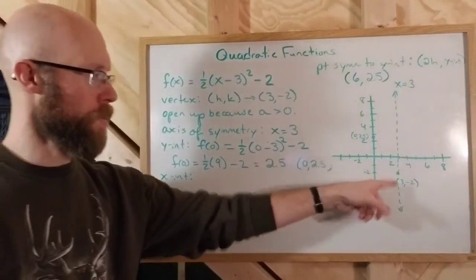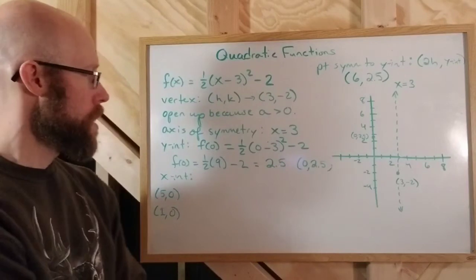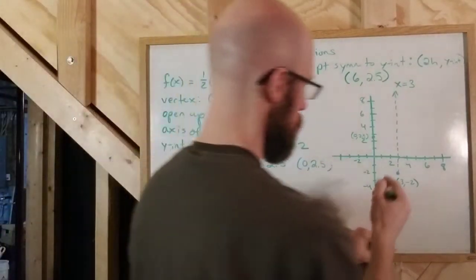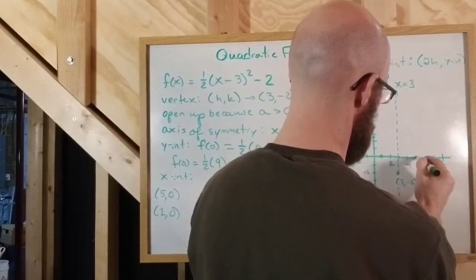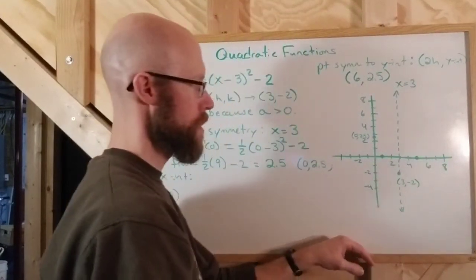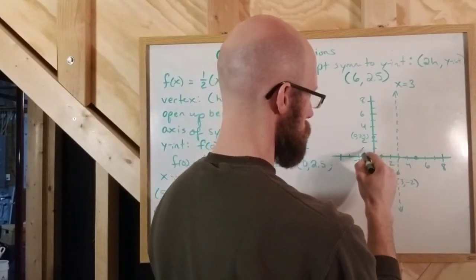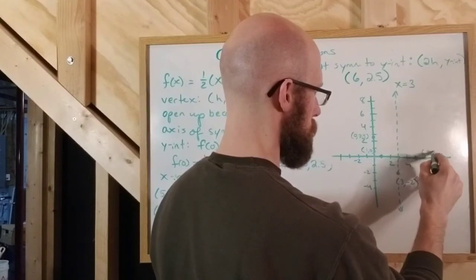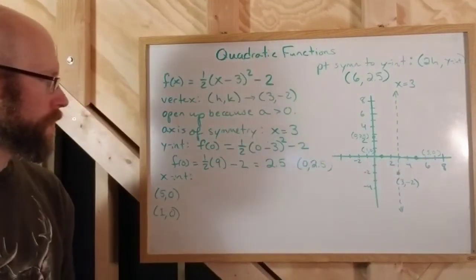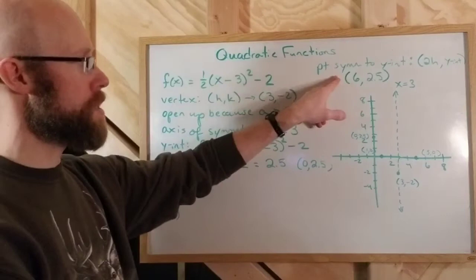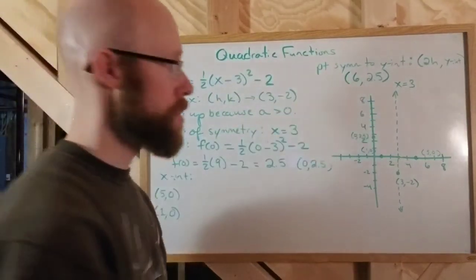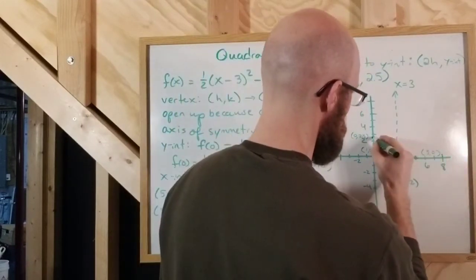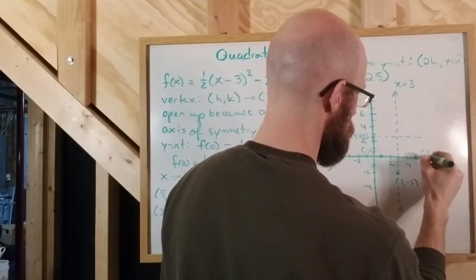Technically, I like to have the ordered pairs next to each point. The x-intercepts are 1 and 5, so I can plot those. There's 1 and 1 and 1 and 5. I should write the ordered pair in. So (1, 0) there, (5, 0) there. And then finally the point symmetric to the y-intercept is at (6, 2.5), and that makes sense because you go over 3 and then 3 again, but you go up to the same level.